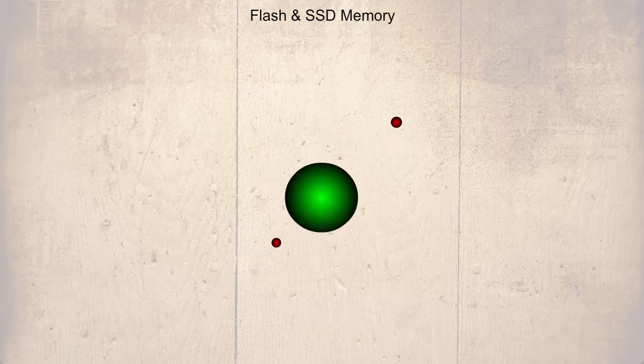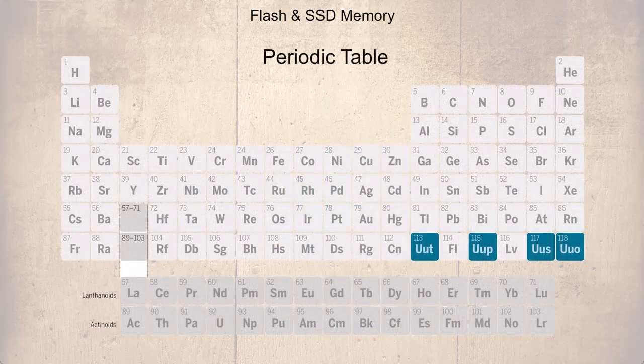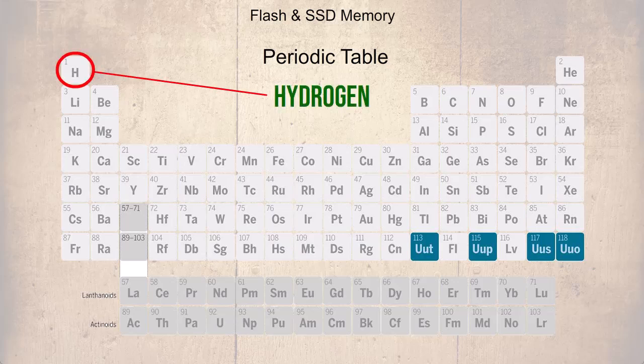The next atom up has two electrons and is called the helium atom, then the beryllium atom, the carbon atom and the oxygen atom. The denser the substance, the more electrons it has. This is the periodic table that outlines the number of electrons with each element. The one we have pointed out is hydrogen. We can see here it is number 1 in the periodic table.